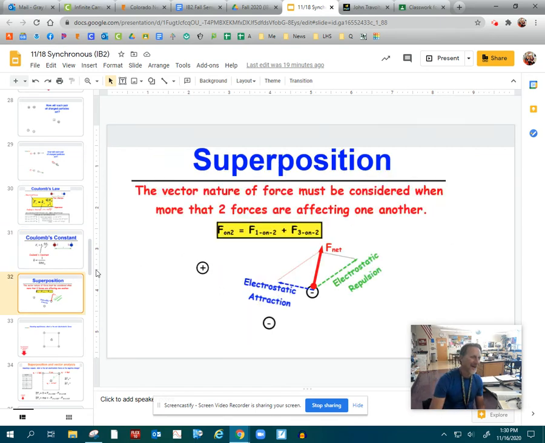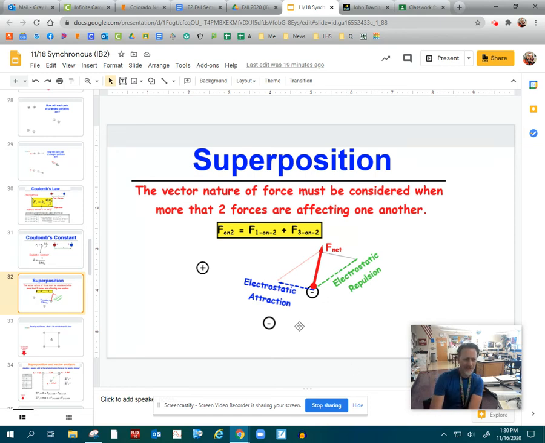Okay. Next thing, it talks about this concept called superposition, and this is really vector analysis. Quite a bit of what we do with static charges when they're near each other, with static electricity, we calculate through vector addition, attraction and repulsion.